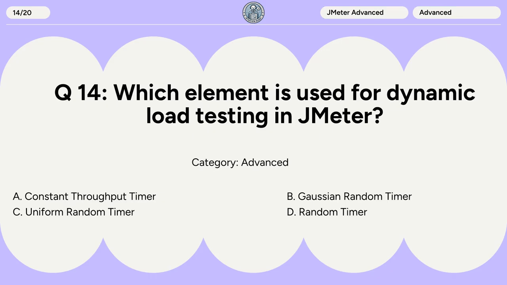Question 14. Which element is used for dynamic load testing in JMeter? A. Constant throughput timer. B. Gaussian random timer. C. Uniform random timer. D. Random timer.